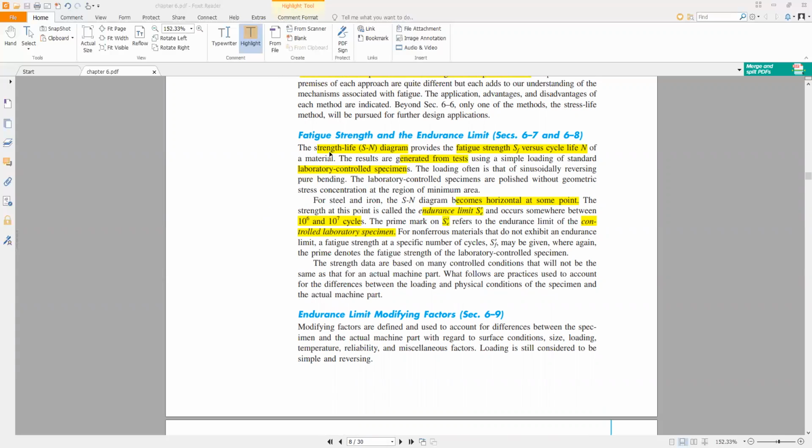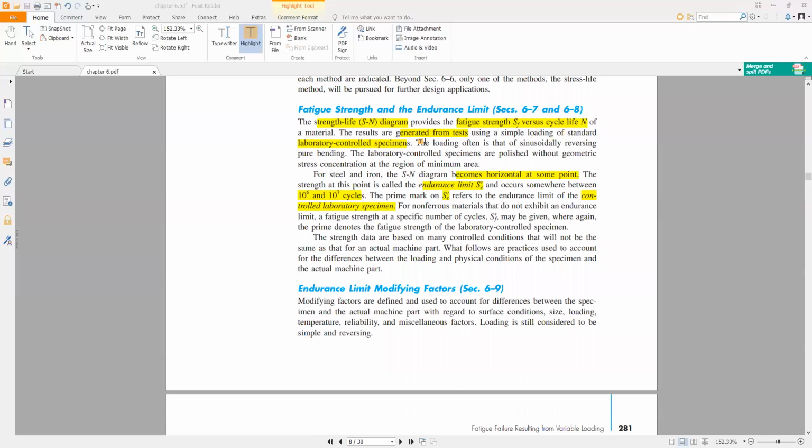So what is the strength life diagram? We call it the S-N diagram. It's the fatigue strength, Sf, versus the N value, the life cycle. This one is generated from testing. We get this diagram from tests on standard laboratory control specimens. So we will develop it.